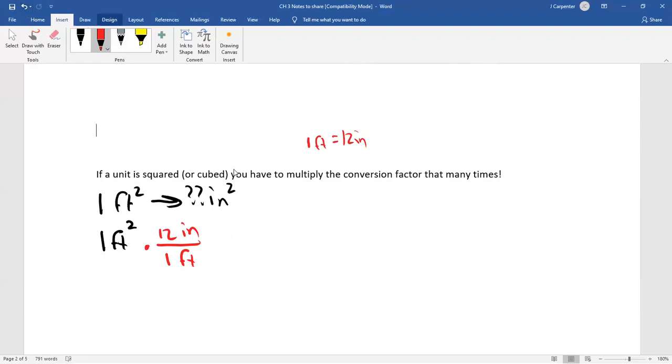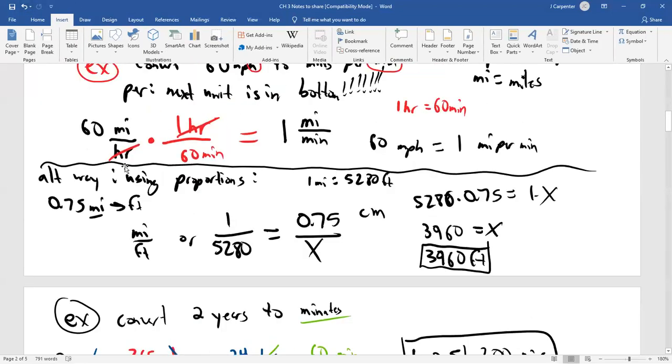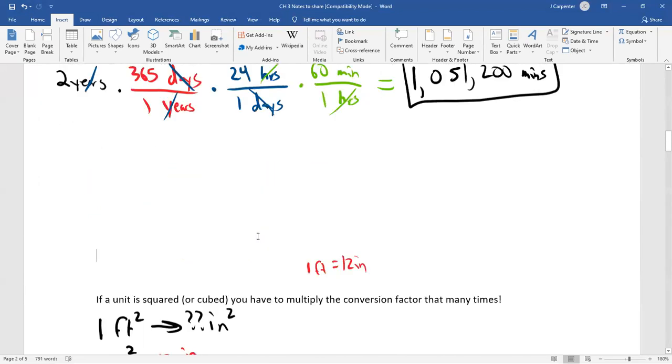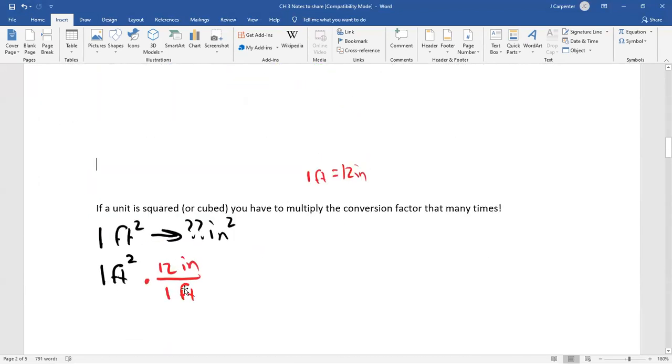Now, when we were doing our canceling previously, we canceled an hour with an hour, gone. Or we canceled a years with a years, gone, or a days with a days, gone. These are not completely canceling. Feet squared and feet do not cancel. This feet will cancel one of them. With feet squared, that means there's 2 of them. There are 2 of these feet here to be canceled. We're only getting rid of 1 of them.